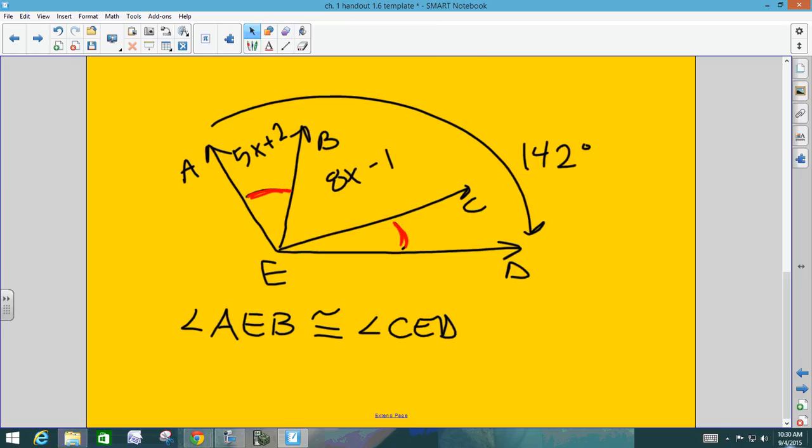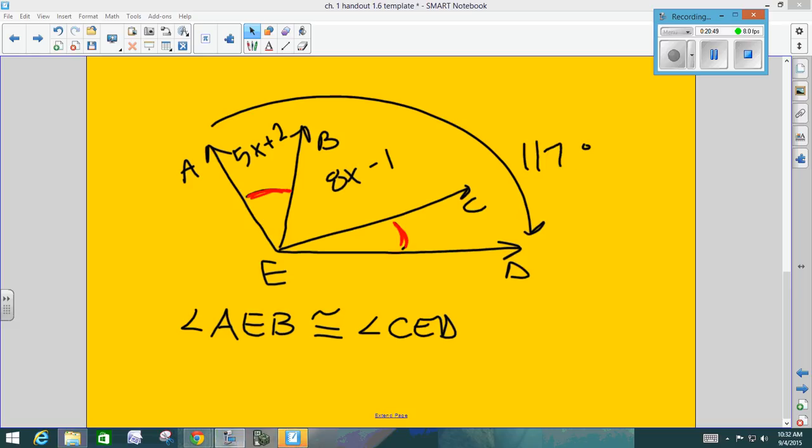Okay. Solve this for x. AED, right? How many angles in my picture make up angle AED? 3 of them, right? But I only know information about 2 of them. Good. AEB is congruent to CED. It's marked and I have it stated here. So if AEB is 5x plus 2, what's CED got to be? 5x plus 2. Now I have something about each of them.